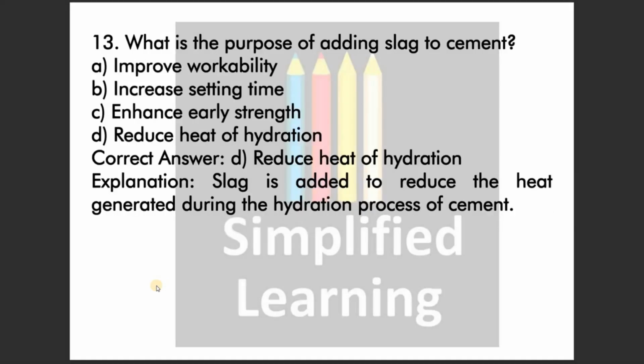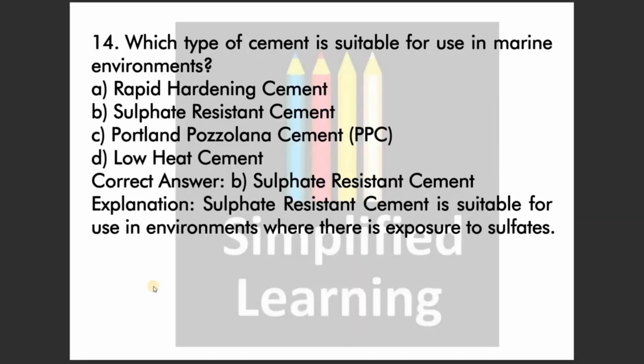What is the purpose of adding slag to cement? See, slag is added to reduce the heat generated during the hydration process. That's why the correct answer is to reduce the heat of hydration. Then which kind of cement is suitable for use in a marine environment? See, the answer is sulfate resistant cement. Wherever chemicals and salinity are exposed to the structure, we are going to use sulfate resistant cement.